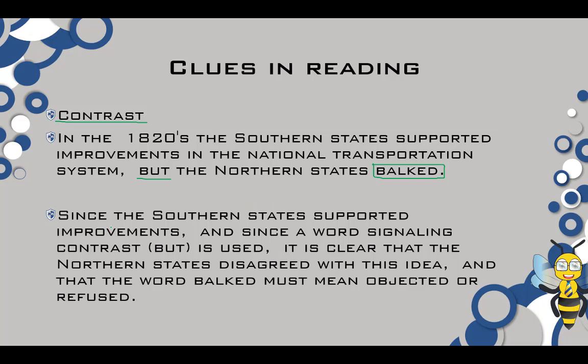the meaning should be the opposite to the first sentence. Okay, so in this case, it's saying that the southern states supported improvements, and since a word signaling contrast, but, is used, it is clear that the northern states disagreed with this idea, and that the word balked must mean objected or refused. So in the 1820s, the southern states supported improvements. Okay, so they agreed with these improvements. And it says, but the northern states balked. So it's obviously the opposite to support. And as we're talking about supporting improvements, it should be objected or refused. Okay? Yes.